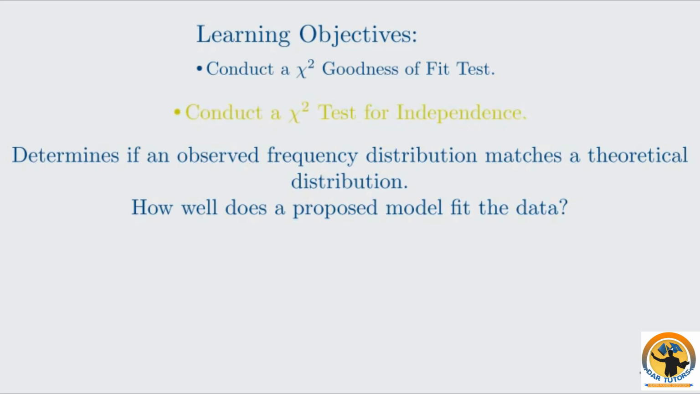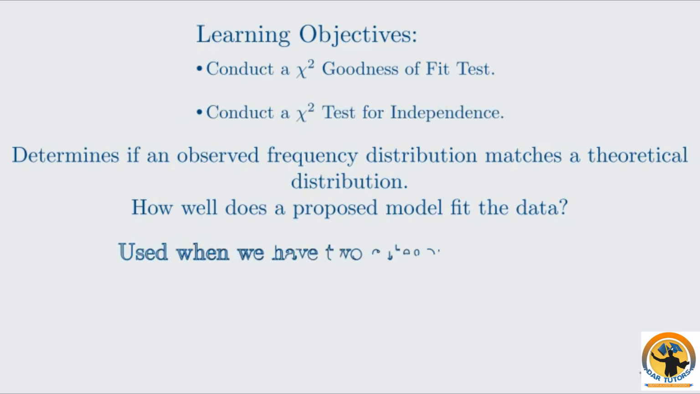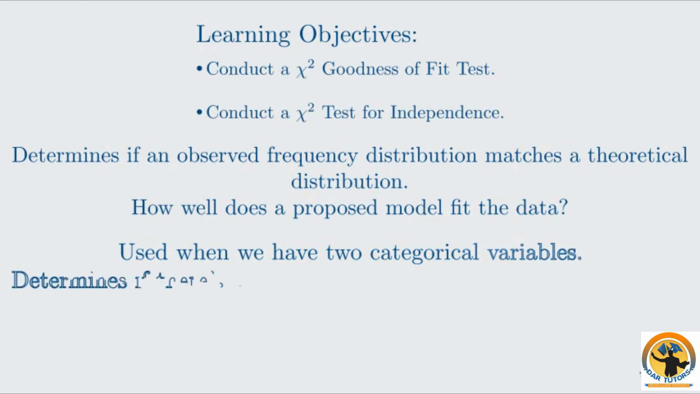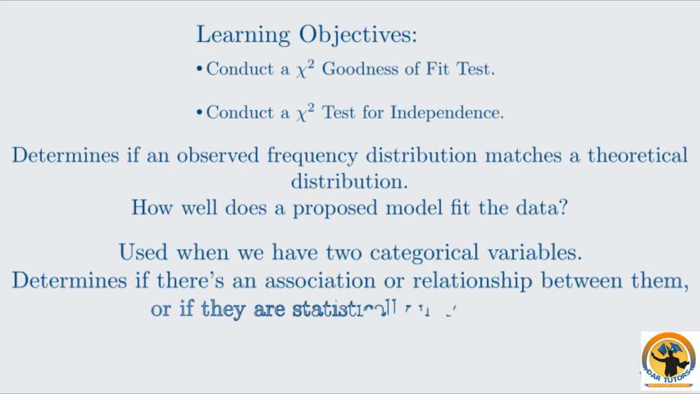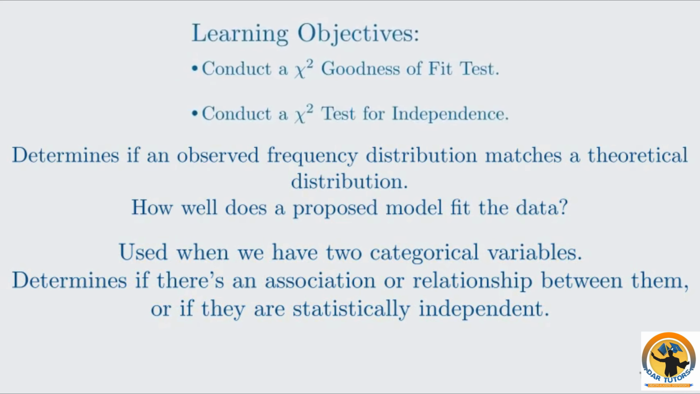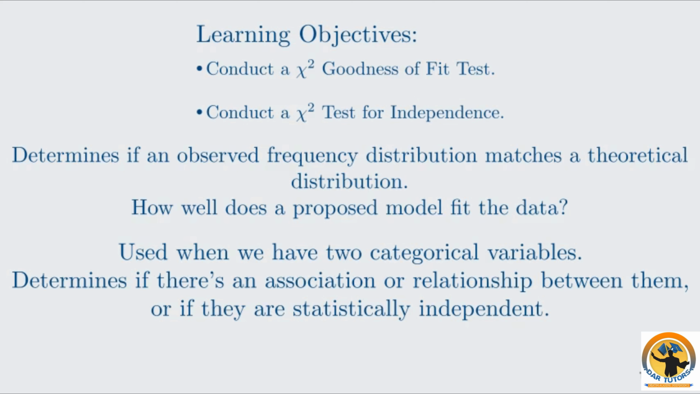Second, the test for independence. This is used when we have two categorical variables. We want to know if there's an association or relationship between them, or if they are statistically independent. Both of these tests use a similar framework, which we'll break down into 6 clear steps. Understanding these two types of tests is essential for analyzing categorical data and making data-driven conclusions.